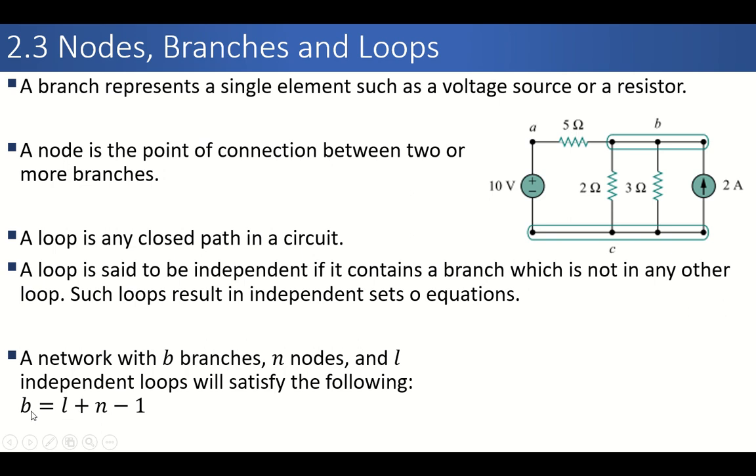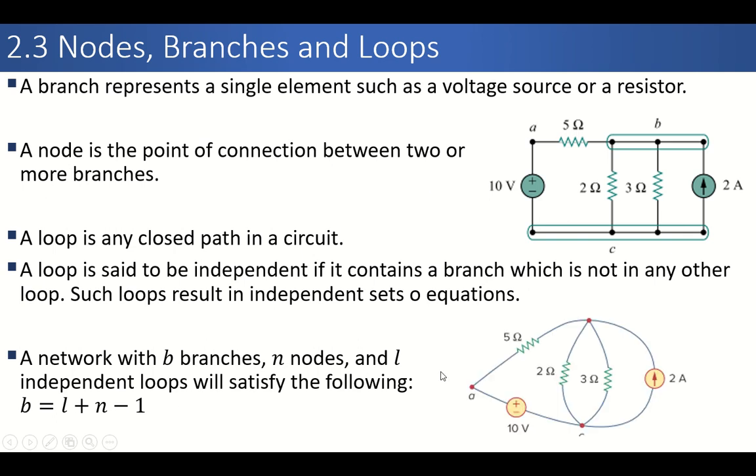So this should be equal, b should be equal, that is 5 should be equal to 2 and 1. In fact, 2 plus number of nodes is 3, so 3 minus 1, in fact number of loops are 3, so 3 plus 2 minus 1 will be 5, so 5 should be equal to 5. So this circuit, actually we can also redraw this circuit using this topology or diagram.